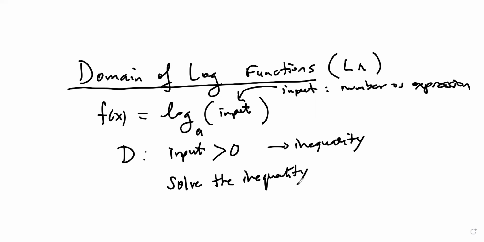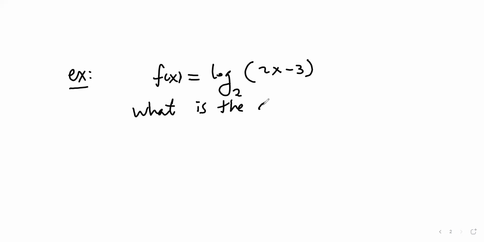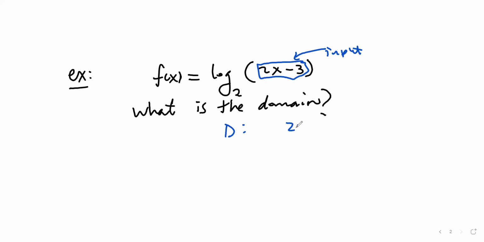That's basically it. It's as simple as this, but we have to do some examples to practice. Here is an example. Say I have the function log base 2 of 2x minus 3. What is the domain of this function? Like we said, the input must be strictly bigger than 0. Whatever you have inside here is called the input, and it has to be strictly bigger than 0. So I'm writing the inequality: 2x minus 3 must be bigger than 0.